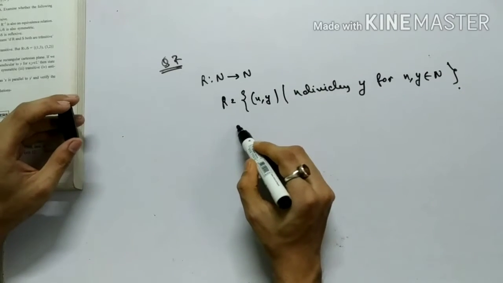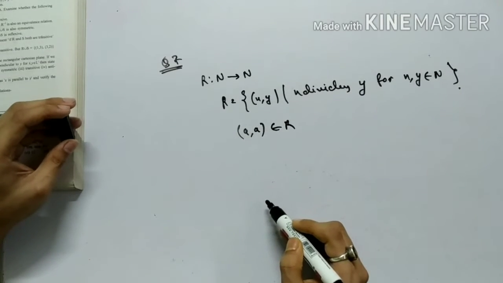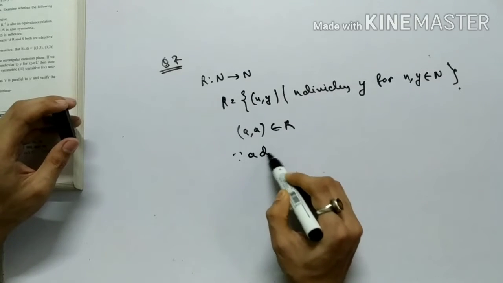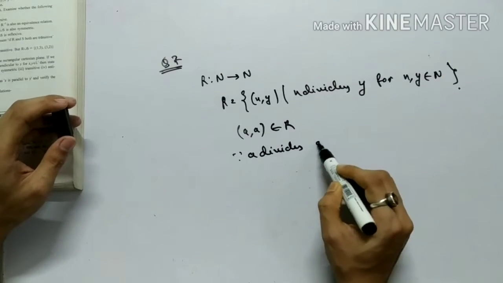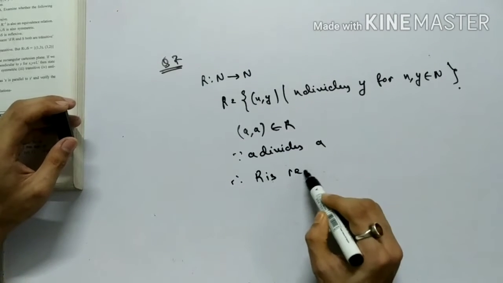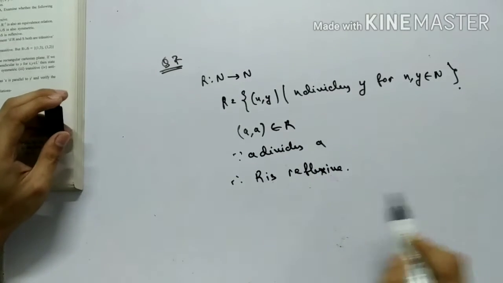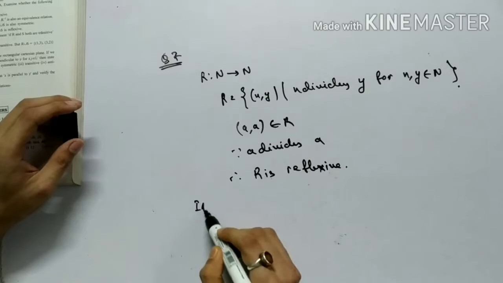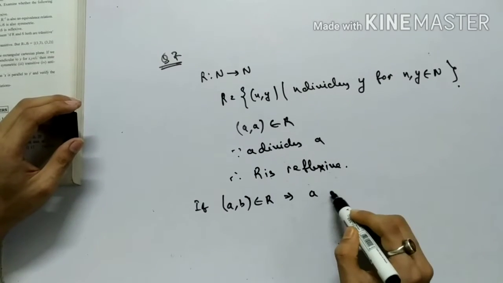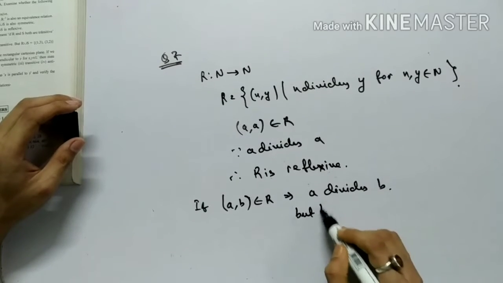So you can say that (A, A) belongs to R, since A divides A, therefore R is reflexive.